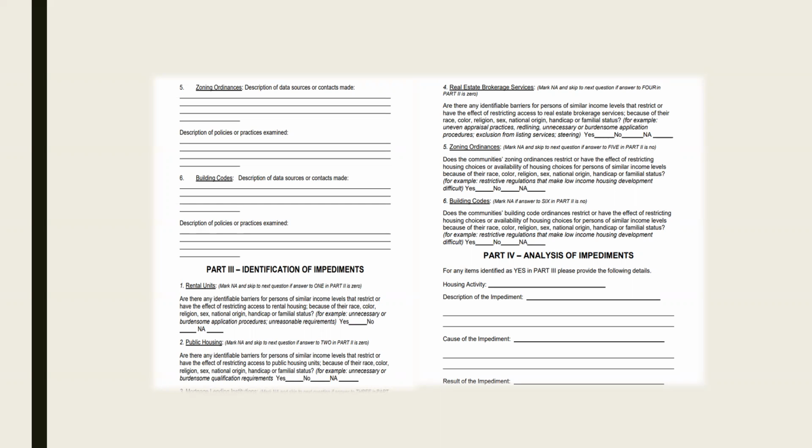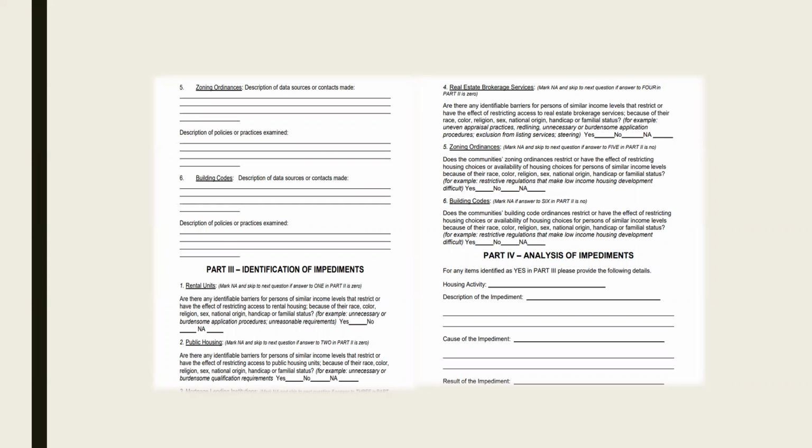Part three asks if you identify any impediments. While you're contacting these different people in your local area, if you didn't find anything that they're doing wrong, make sure that what you say in part one corresponds. So if you say yes, I have rental units, did you identify any impediments? If you didn't find any, make sure you say no. If you put NA, then that's wrong because you actually do have someone in the area. It needs to be a yes or no answer.